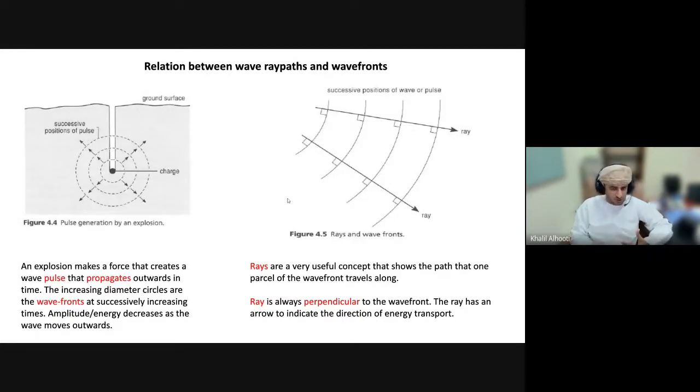The Earth is homogeneous, which is not true. The Earth is not homogeneous. The velocity is varying. The velocity actually increases as we go deeper. So the ray paths or wavefronts are different in each direction. So it's easier then to consider the rays rather than the wavefronts. And again, the most important thing is that we consider the relationship between rays and wavefront as an orthogonal relationship, or they are basically perpendicular to each other.